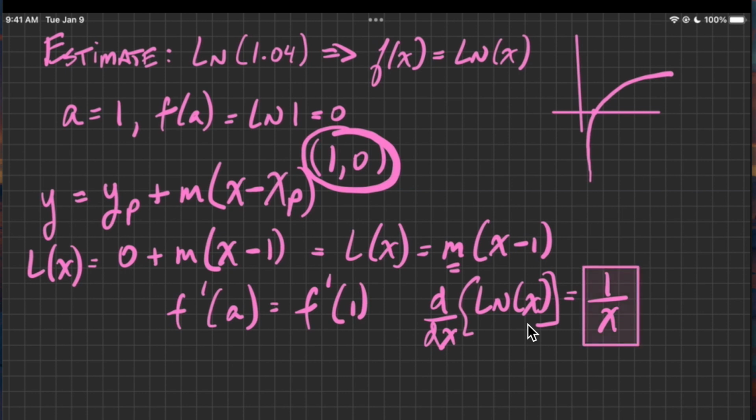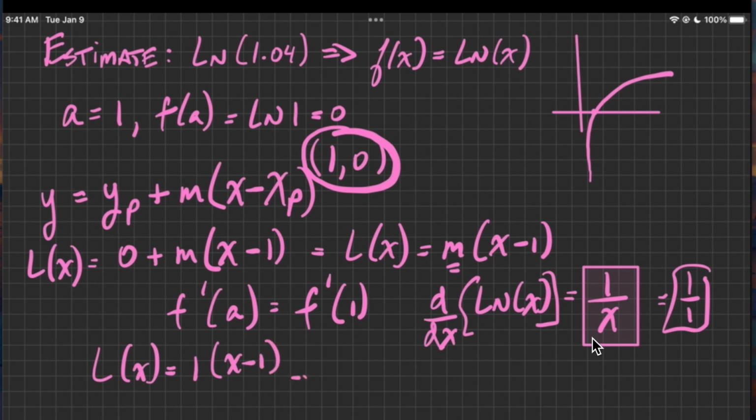So this is our derivative. That's our f prime. We're going to do f prime of 1, and we're going to get 1 over 1, or 1, as our slope. We're going to rewrite L of x as 1 times x minus 1, otherwise known as x minus 1. Now, this is our ln of x. So our tangent line, if we were to jump to the graph here, looks something like that.